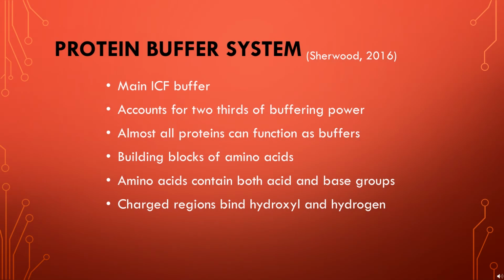Aside from the carbonic acid bicarbonate buffer system, one other chemical buffer system that buffers the extracellular fluid, but mainly the intracellular fluid, is the protein buffer system. Almost all of the proteins can function as buffers in the human body. Hence, the protein buffer system accounts for about 2/3 of the buffering power of blood.